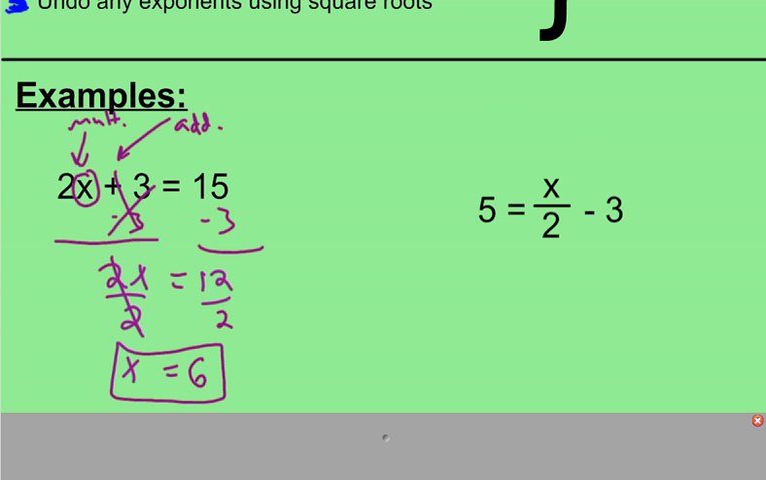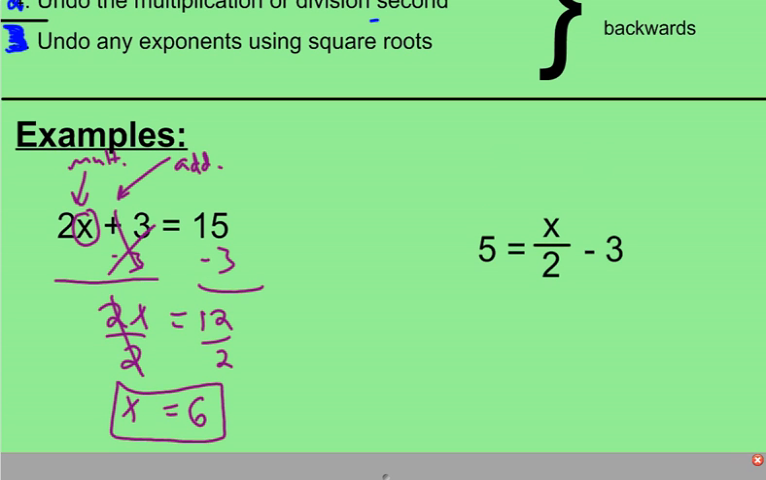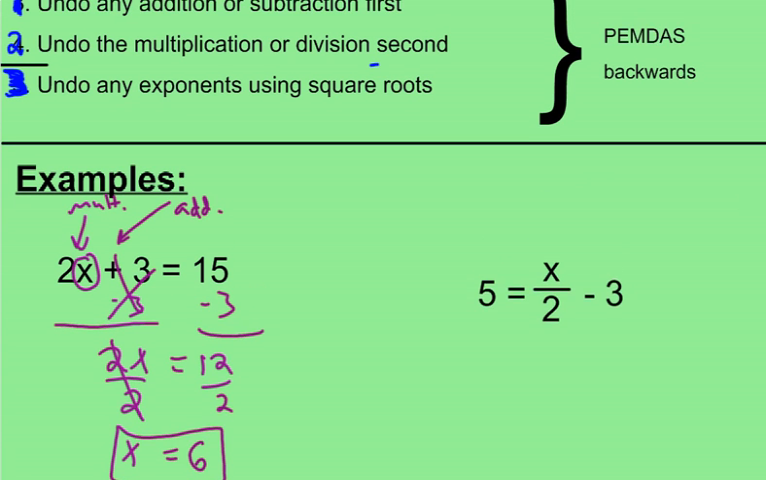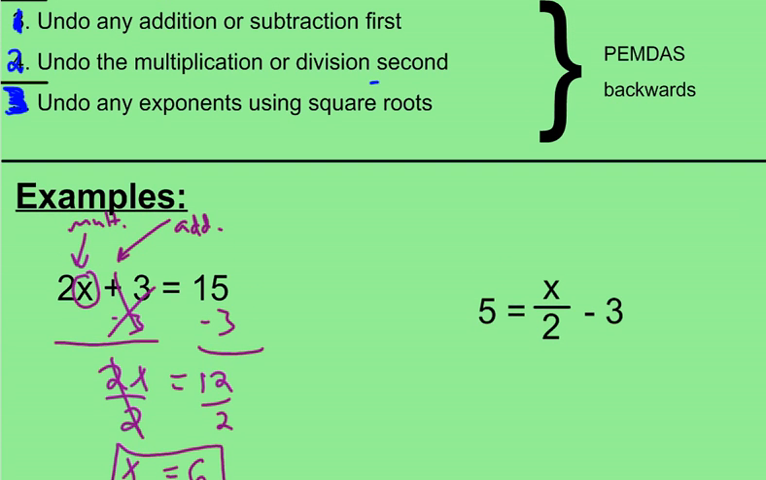All right, the second one is similar but slightly different. We're still going to follow the same steps. There were no exponents in the first one, and there's no exponents in this one either, so we don't have to worry about the third step of exponents. But first, looking for any addition or subtraction. You can see right here we have subtraction. So we're going to undo the subtraction by adding.